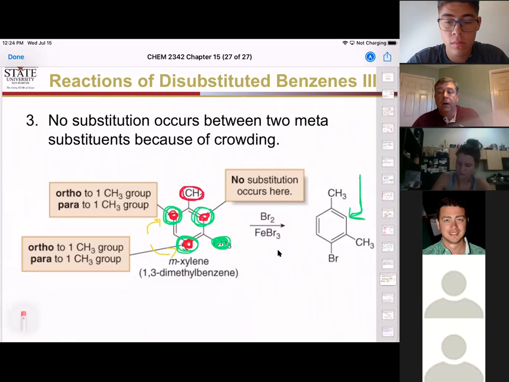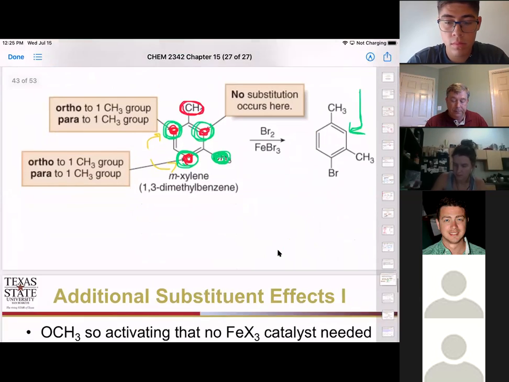Okay, so we have different possibilities for different things. We can have them work against each other. We can have them work for each other. And then we have a steric crowding possibility to get us to our correct predicted product, okay?